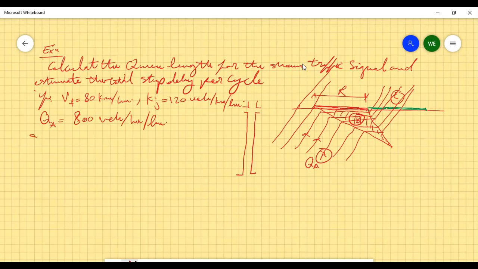So, solution. First we need to determine, let's look carefully at this triangle. We have this triangle. We need to calculate the area of this triangle. So we need to calculate the height of this triangle or this length, and we need to calculate this time.